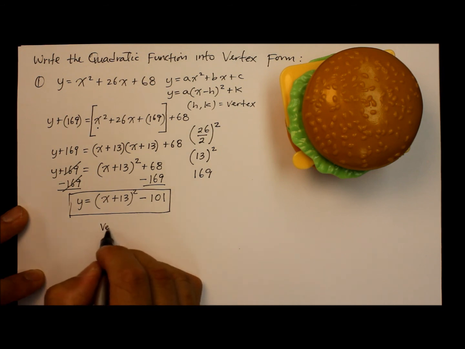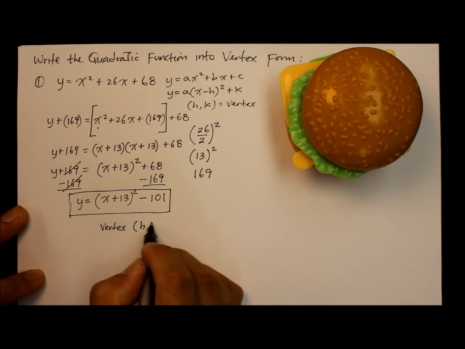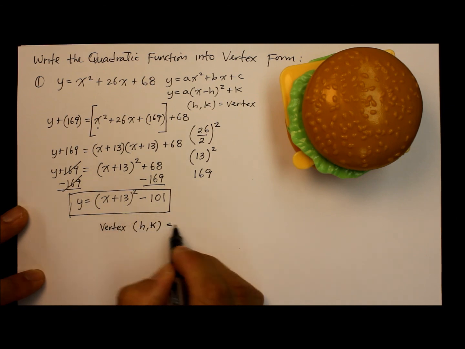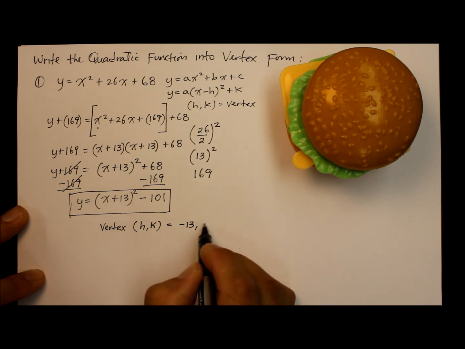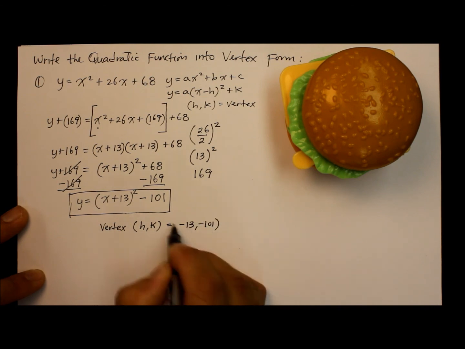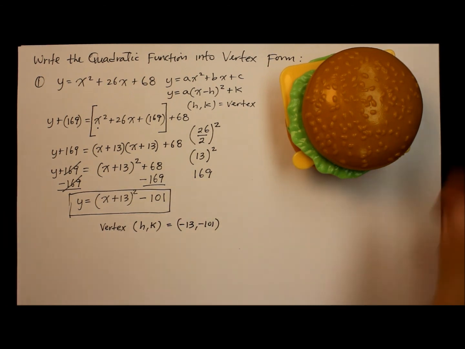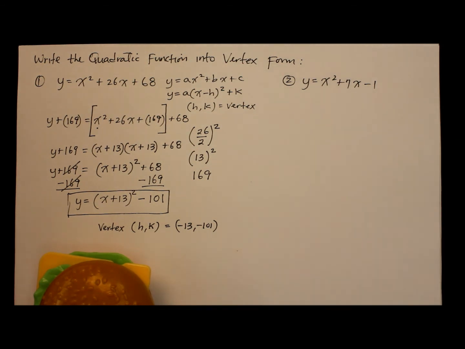And what's the vertex? Since the vertex is identified as the h and the k, the inverse of 13 is negative 13 for the h value and negative 101. It's going to be way off the scale on the coordinate plane, but there it is. Now that you see that, you try this one.